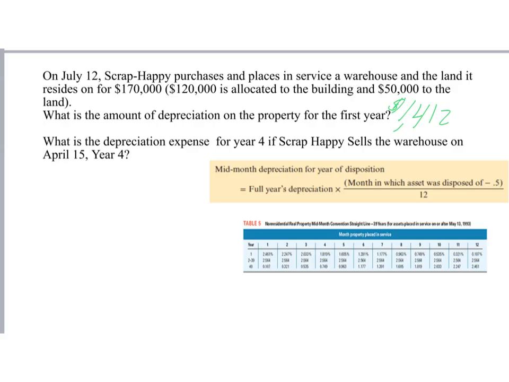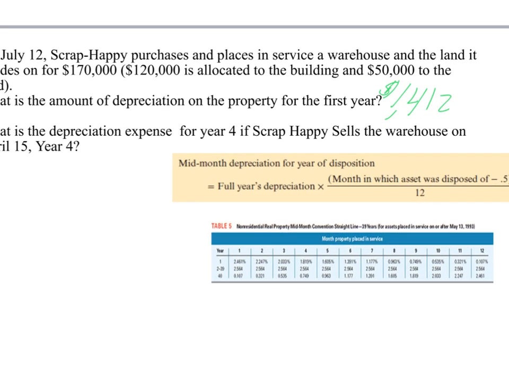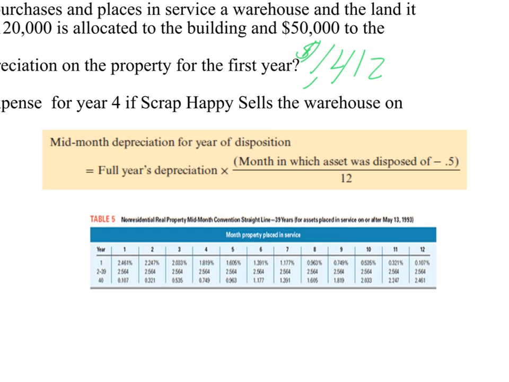And then the second question that I've added here says, what is the depreciation expense for year 4 if Scrap Happy sells the warehouse on April 15th of year 4, okay? And what I've added here are 2 charts, the depreciation table that you've seen before, and then this other little insert from the book, okay? And what this other little chart does is corrects for mid-month convention in the year of disposition, okay?